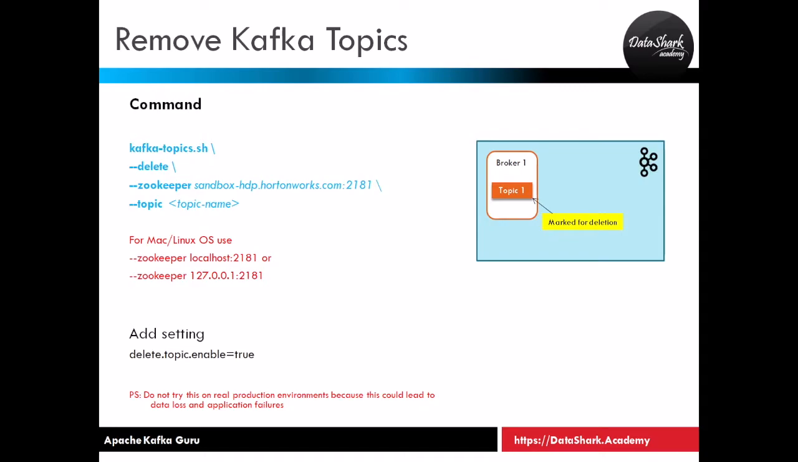So far we have learned how to create Kafka topics, how to list them, and how to describe and get more details about a specific topic, right? What if you want to remove some topic that you don't need?